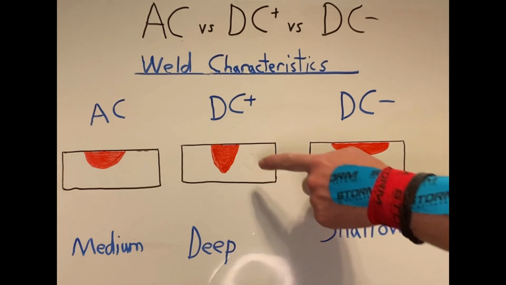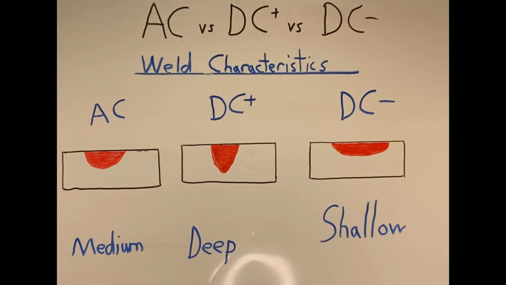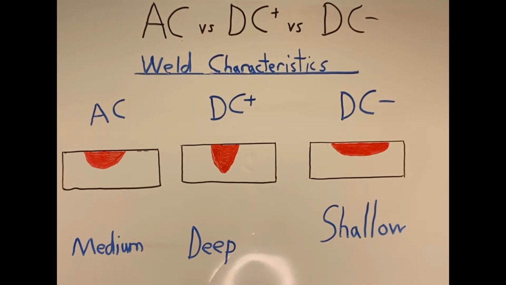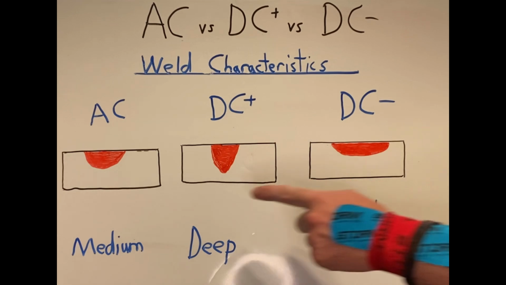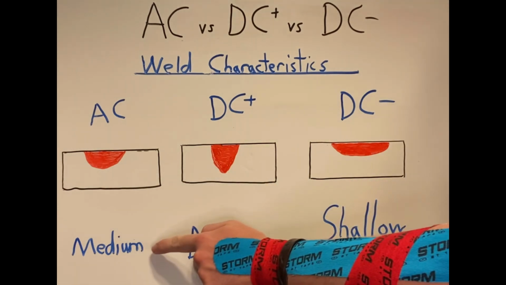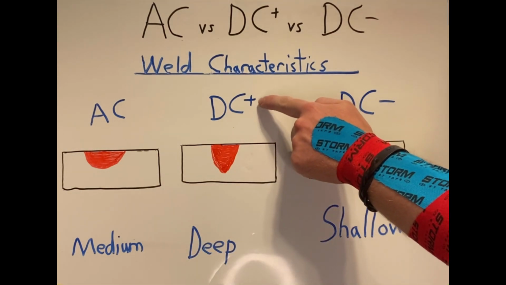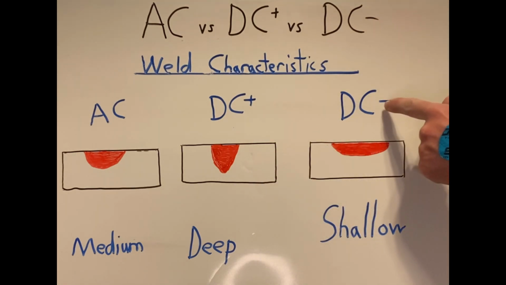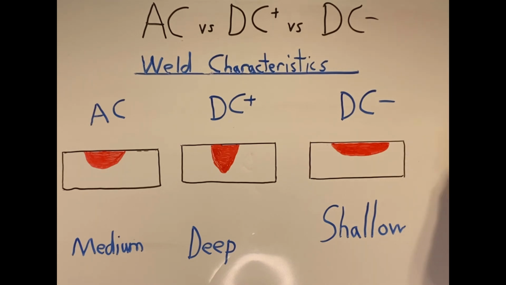Now there are times that you'll want DC positive because you're wanting some deep penetration. Other times, say you're welding on thinner material, you may want DC negative because it will have less penetration. You're not going to be penetrating as much. You have a wider puddle, wider weld. So AC is medium penetration. DC positive, the plus sign, it's more, it's deep penetration. DC negative, minus sign, it's minimal, it's shallow.